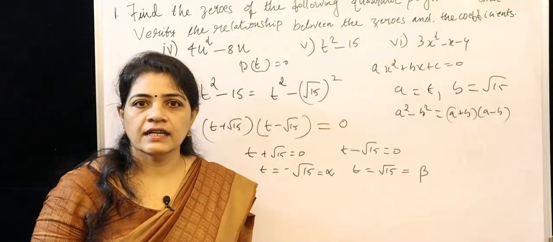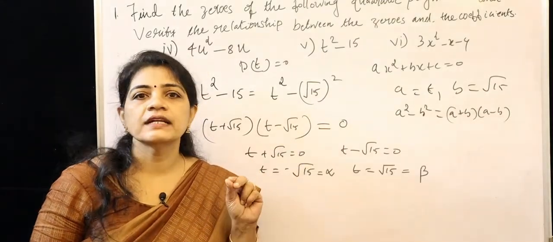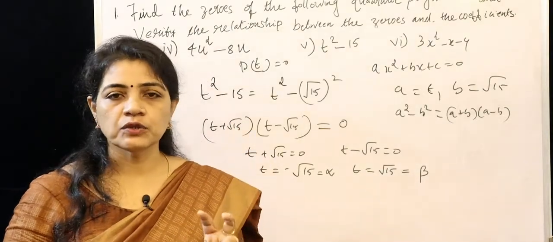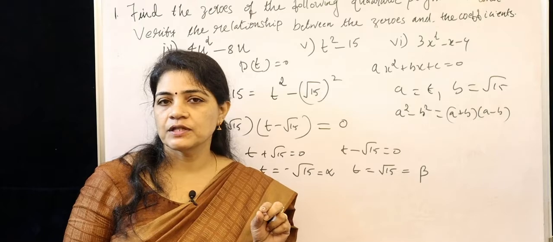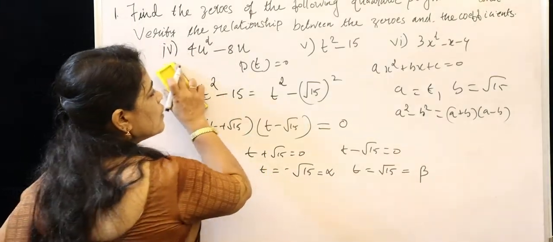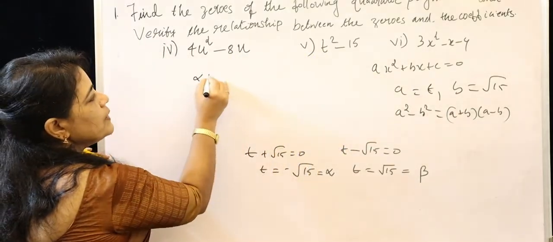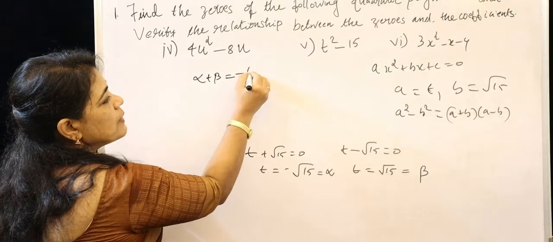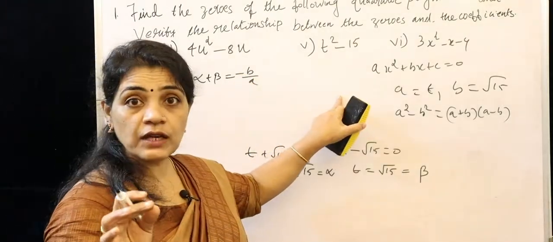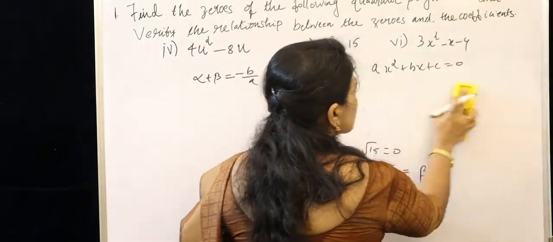Is this point clear, children? So t square minus 15 can be written as t square minus root 15 whole square, in order to use a square minus b square equal to a plus b into a minus b. So we are going to verify that alpha plus beta is equal to minus b by a. Before verification, children, you have to compare the given equation with its general form.